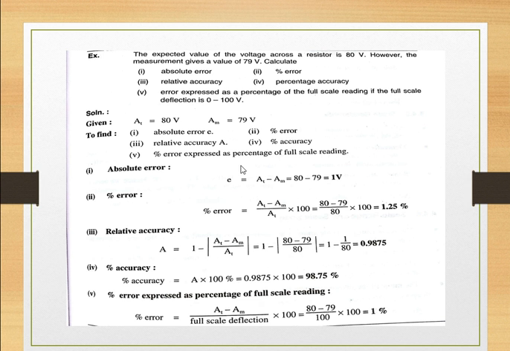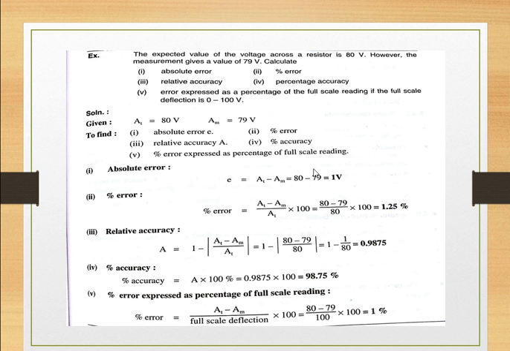It is just the difference between the expected and measured value, and that is 80 minus 79, so that is 1 volt here. Okay, now let's calculate the percentage error. That is the second quantity that we have to calculate here. So percentage error is nothing but (80 minus Am) divided by 80 into 100. In other words, (expected value minus measured value) divided by expected value. So here 80 is the expected value, minus 79, the measured value, divided by the expected value 80, into 100.